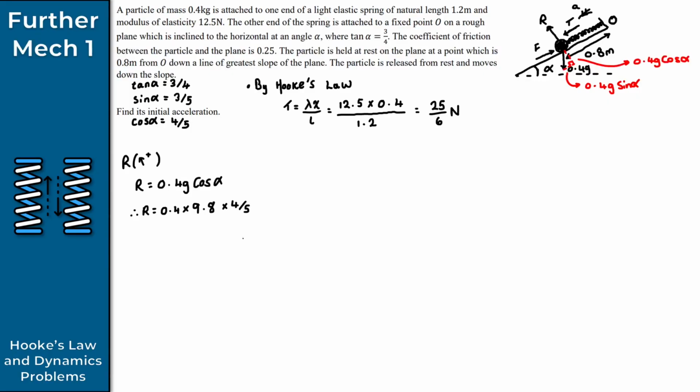Perfect. All we need to do here then is just put all of this into our calculator. And if we do this correctly, then what we get here for R is 3.136 newtons there. Perfect. Now, what we're told here is that the particle is released from rest and it moves down the slope. So in this case, F is equal to mu R because the particle is about to move, right?